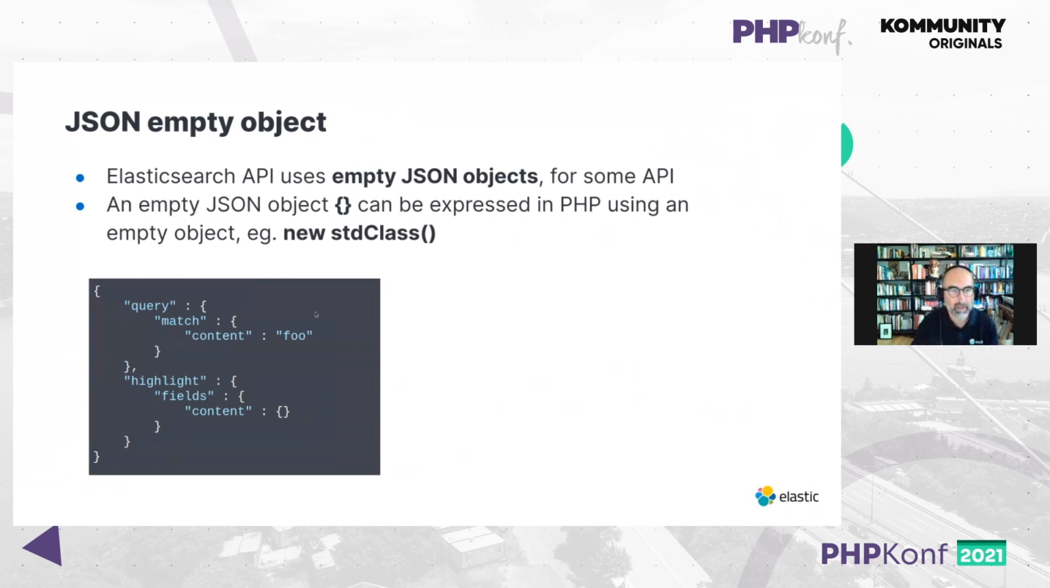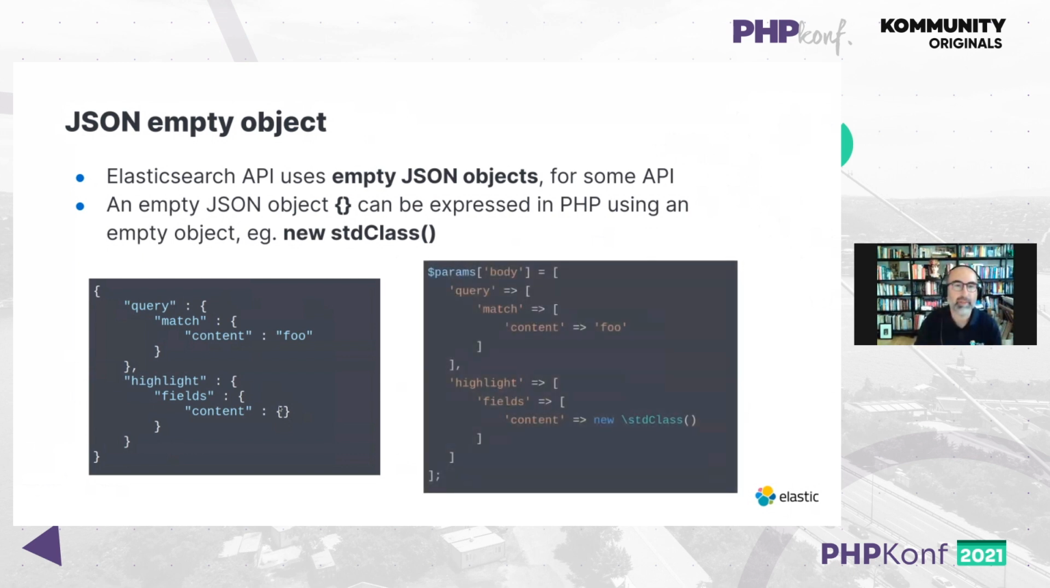So this is a query. This is part of the document that performs a query for searching documents in Elasticsearch. As you can see here in the highlight fields content, we have an empty object. How can we map this into an associative array in PHP?